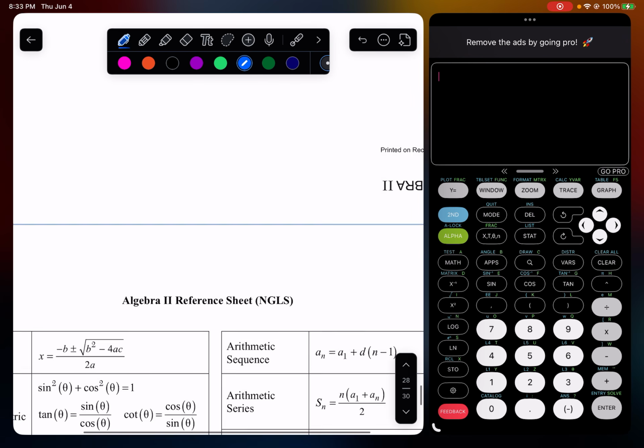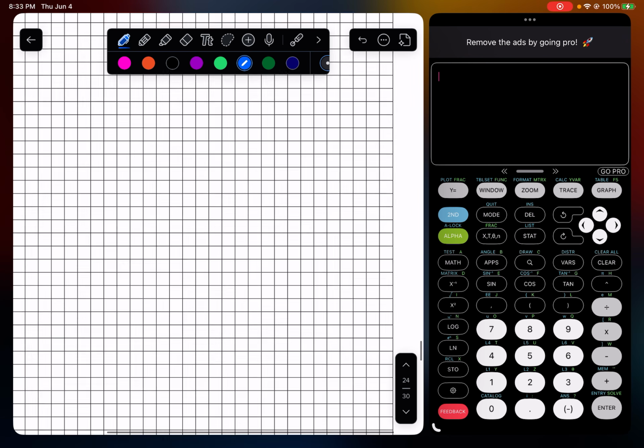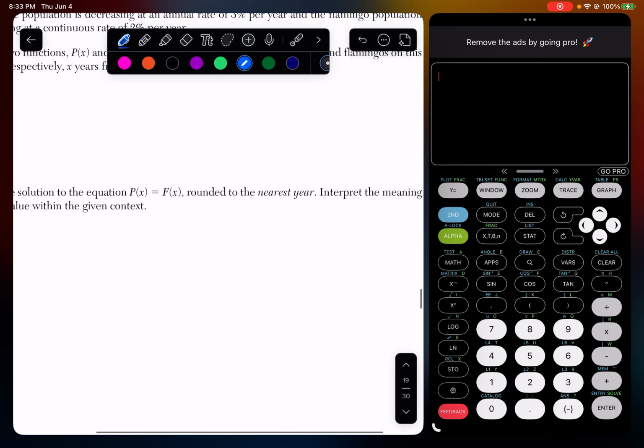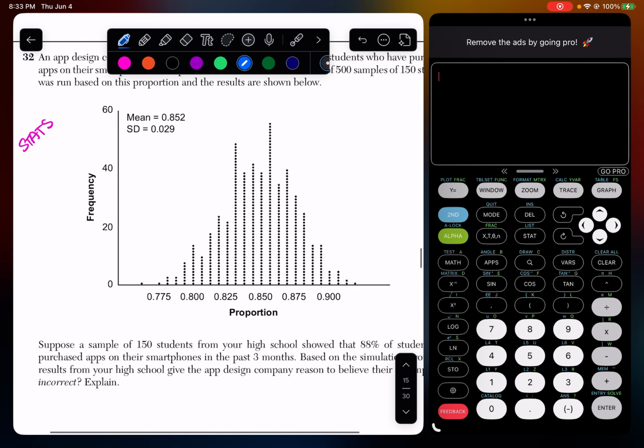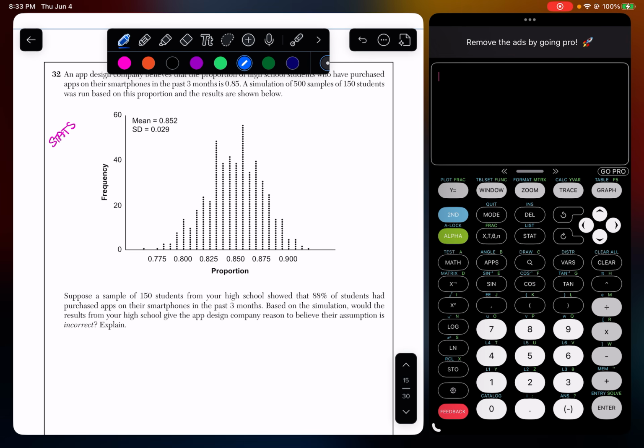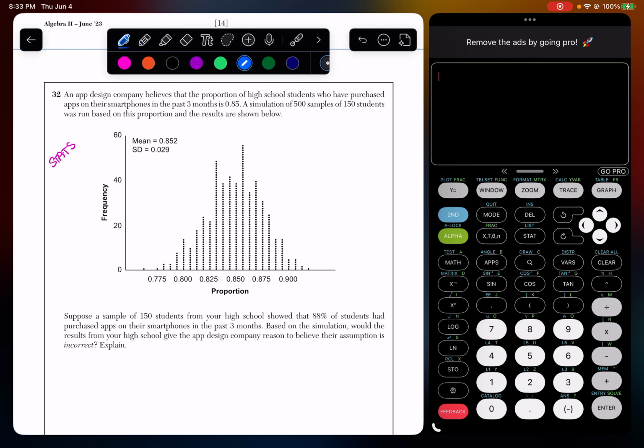So I may scroll back here, but let's apply this to a specific problem so that you can see an example. In June of 2023, here is one example of a problem that asks about this concept. This problem says an app design company believes that the proportion of high school students who have purchased apps on their smartphones in the past 3 months is 0.85, meaning 85% of students have purchased apps. A simulation of 500 samples of 150 students was run based on this proportion, and the results are shown below.